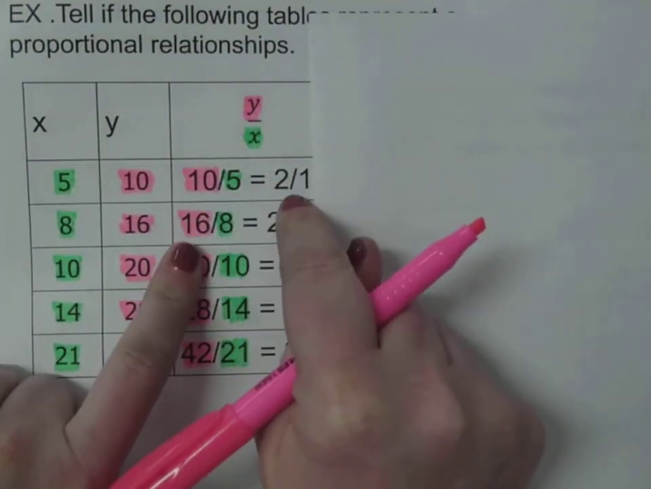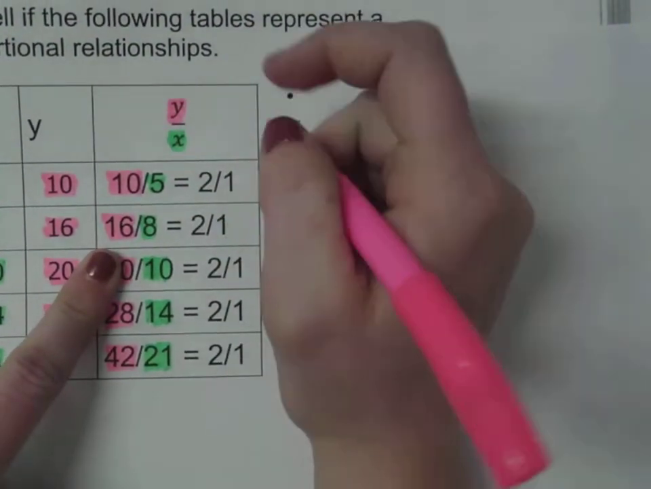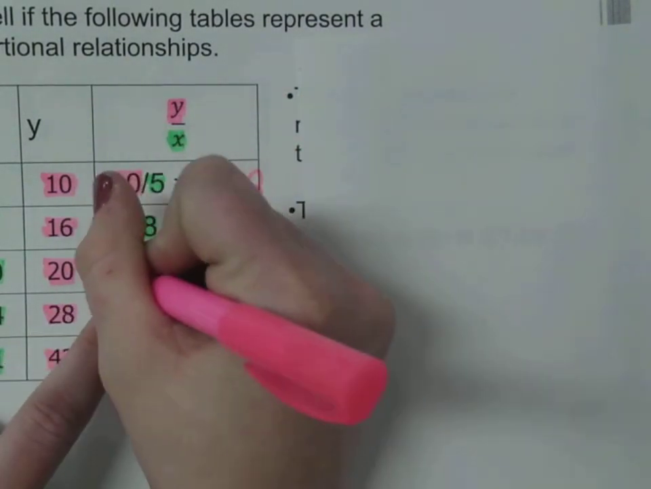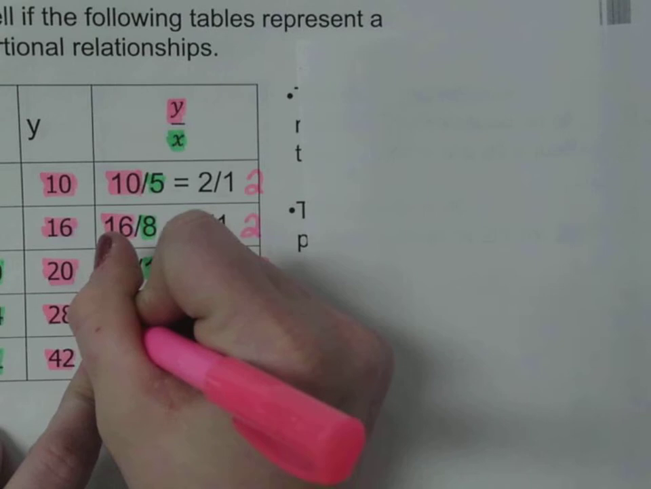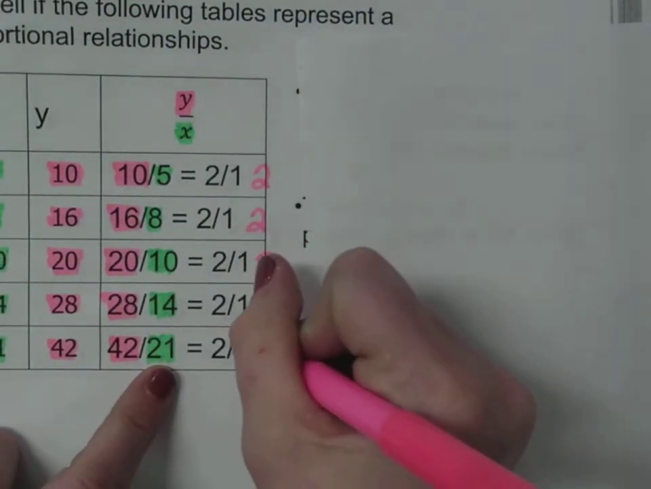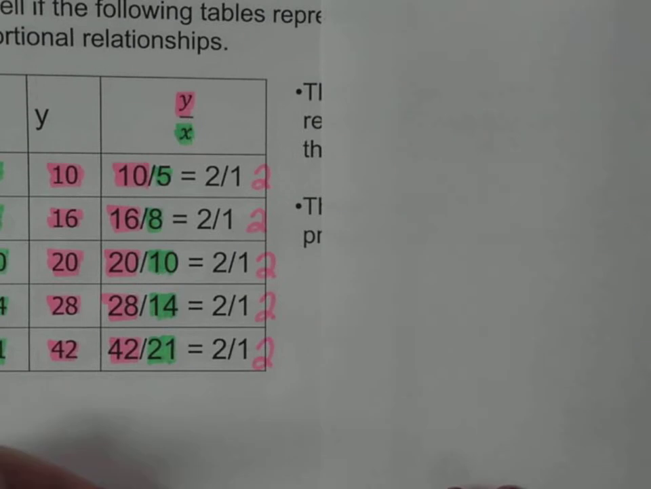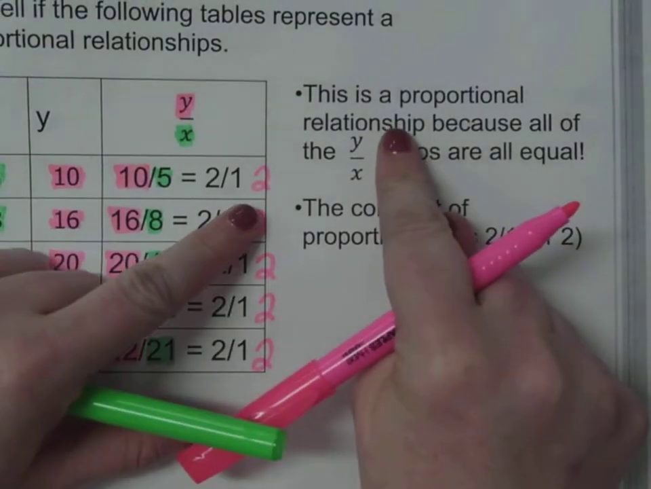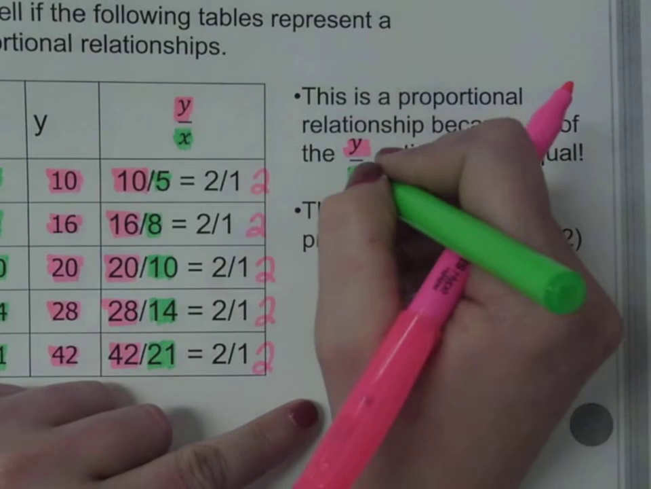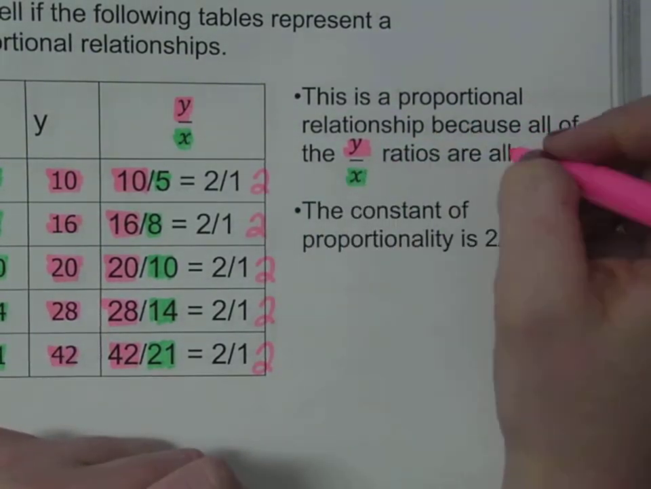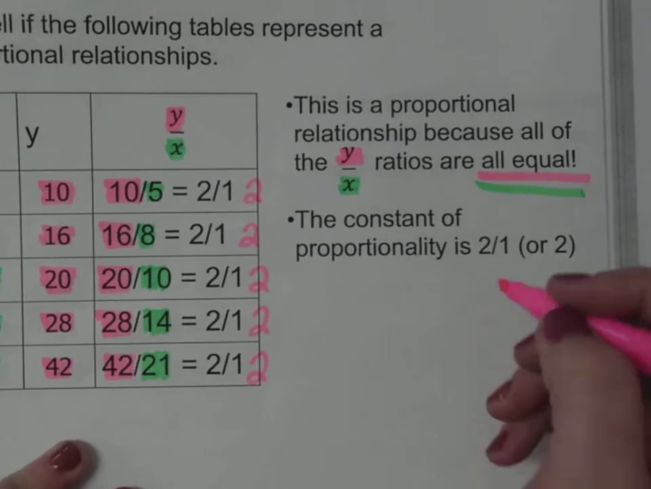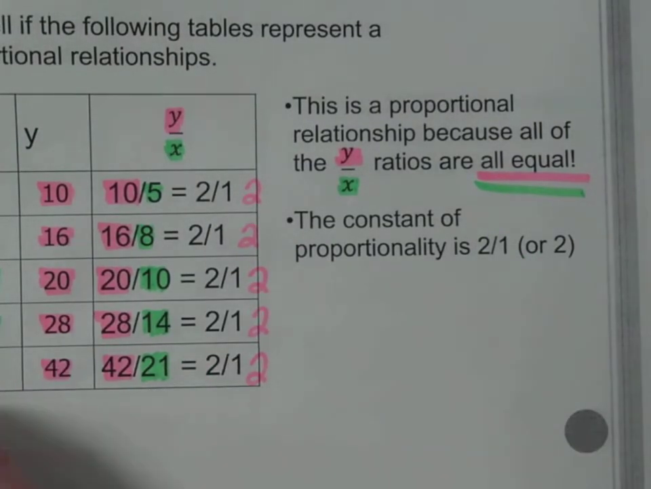So 10 divided by 5 is 2 over 1, which is just 2. 16 divided by 8 is 2. 20 divided by 10 is 2. 28 divided by 14 is 2. 42 divided by 21, that's a little bit harder, but if you type it in a calculator, that would also be 2. So this is a proportional relationship because all of the y over x ratios are equal. The constant of proportionality is 2.